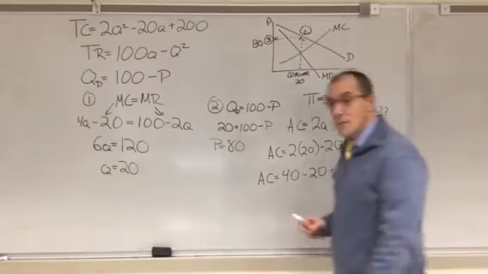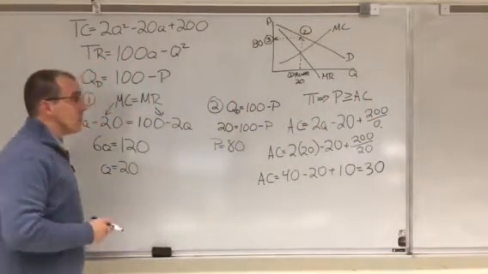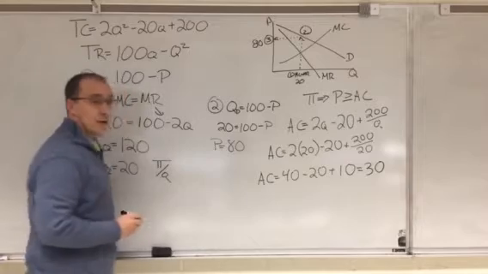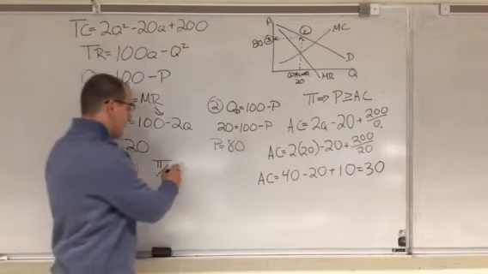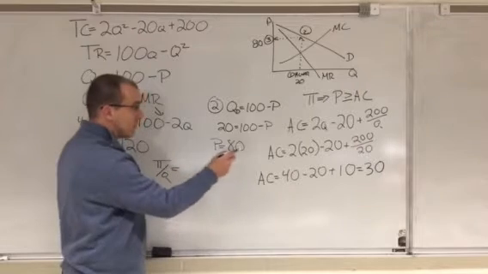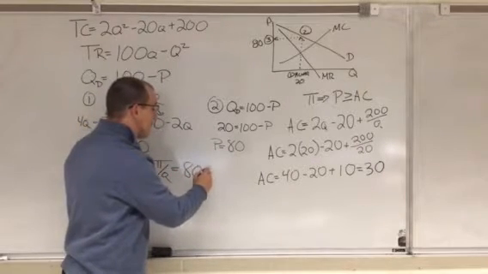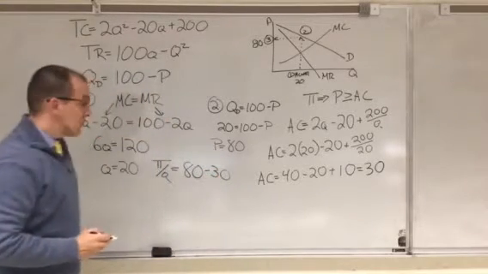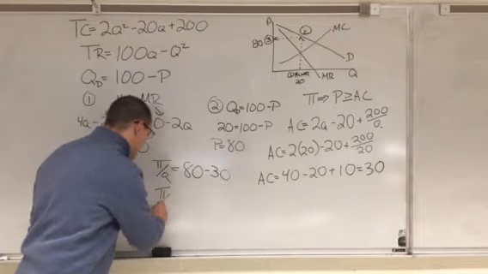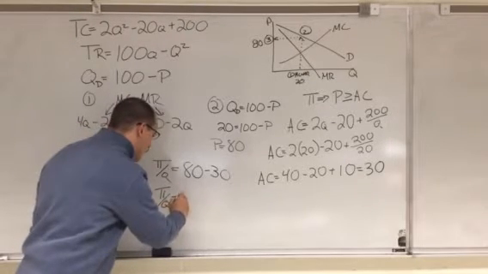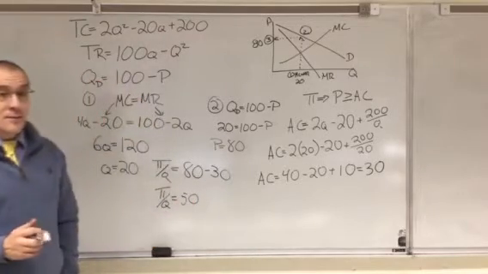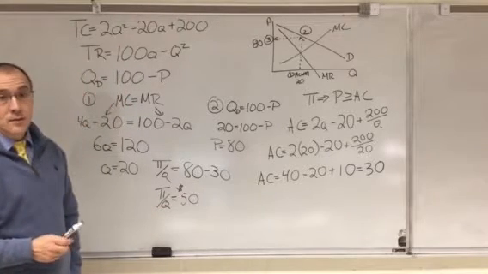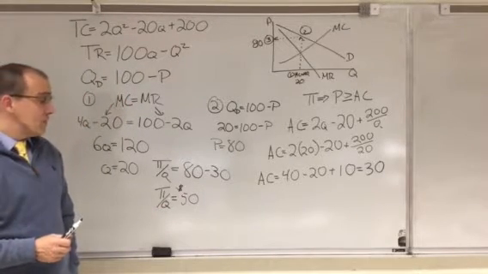As you can see, this company is making a significant profit. If we think about their profit per unit, the price is 80 minus their average cost at that level, which is 30. This gives me a profit per unit of 50. This is a significant profit per unit. If we think about all the units that they're making, 20 units, they are doing quite well.